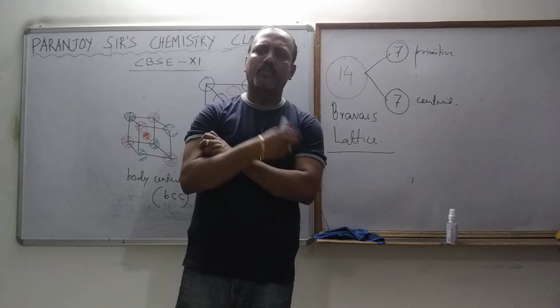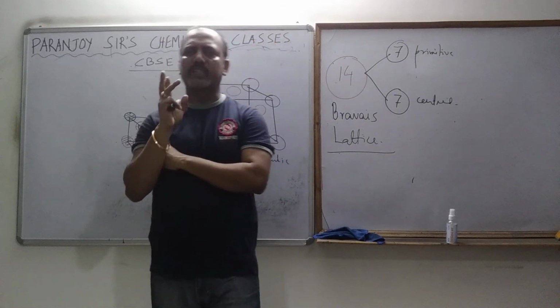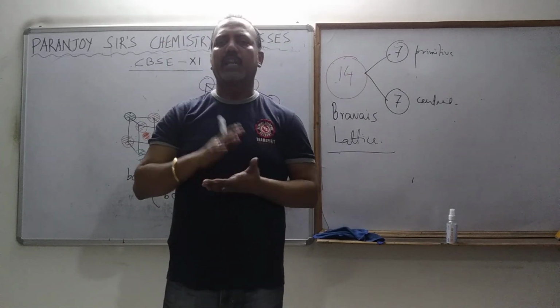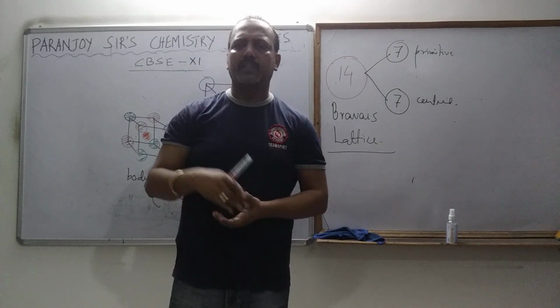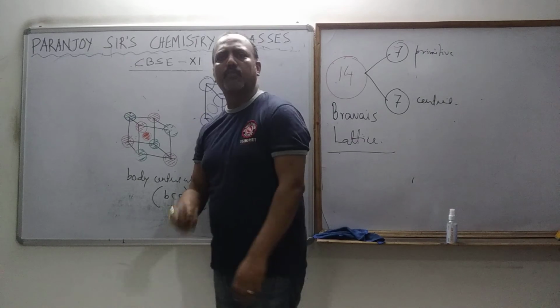What are these? One is simple. Simple means primitive. Primitive means in 8 corners, 8 lattice points are there. The second one is face-centered. What is face-centered?